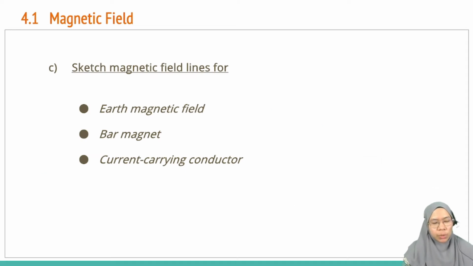Then we go to the next learning objective, to sketch magnetic field lines. We have seen that each line has its own path. They could be straight or curved. And we also looked at crosses and dotted circles. So we are going to use them to show the Earth's magnetic field, bar magnet, and current carrying conductor.